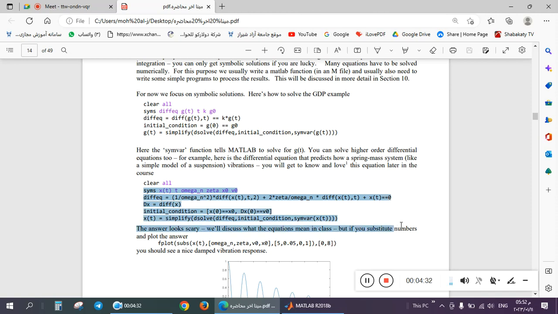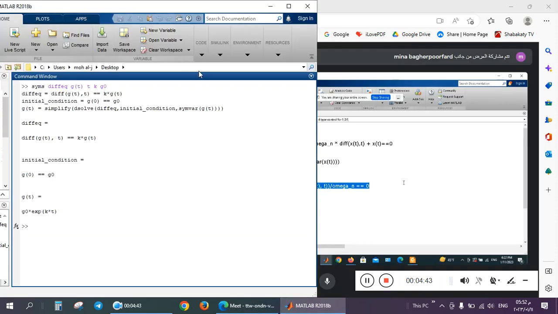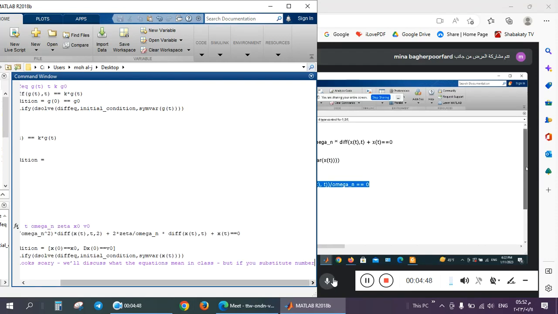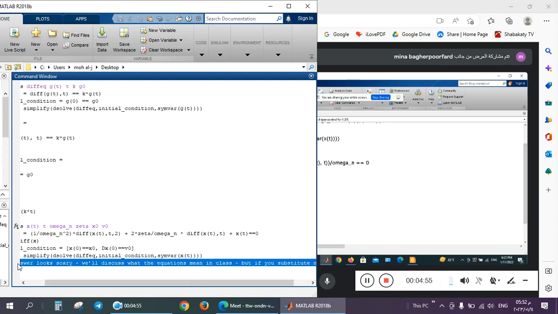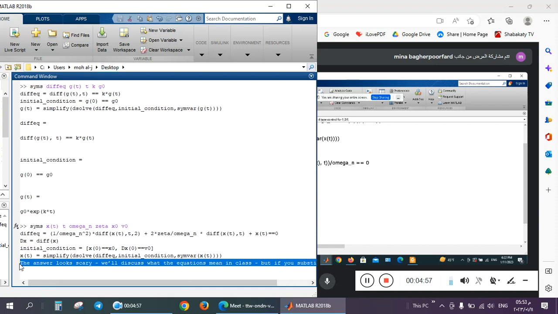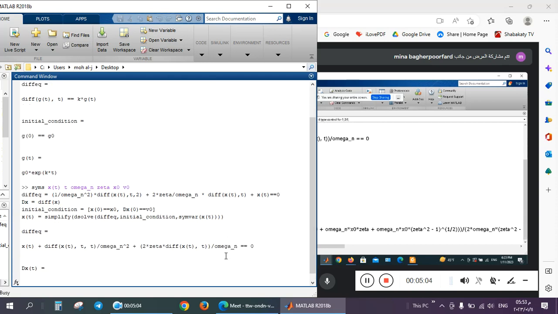Again, I explain. This is the definition of our equation. Okay, this is again the formula for our equation. And the initial conditions are here, x0, and v0 is used for diff x and t at 0. And the result is x of t. Okay?